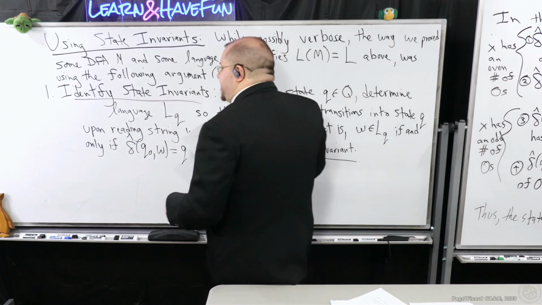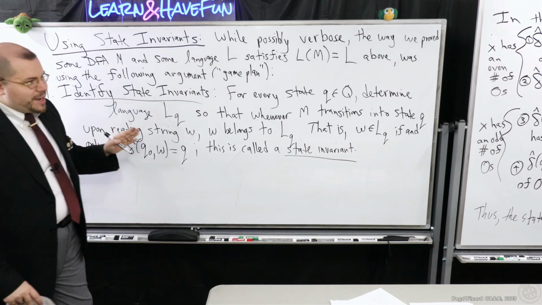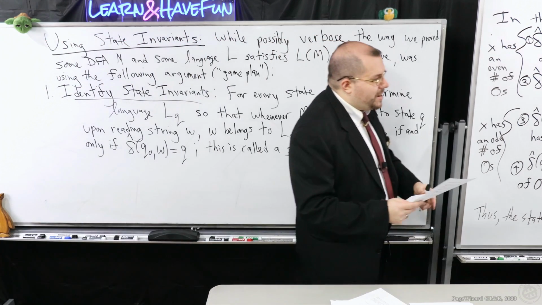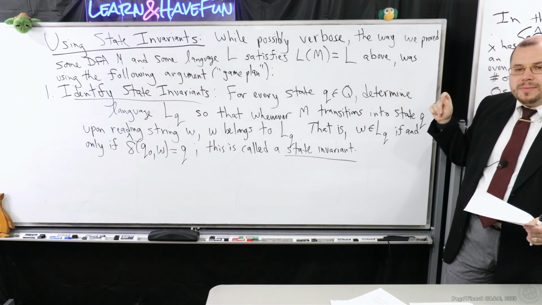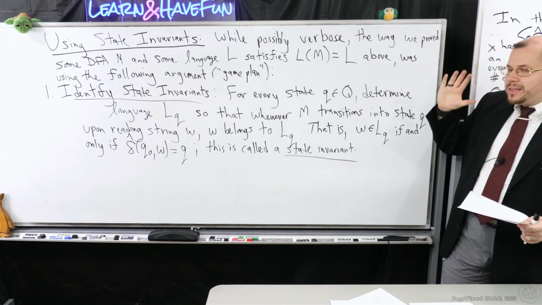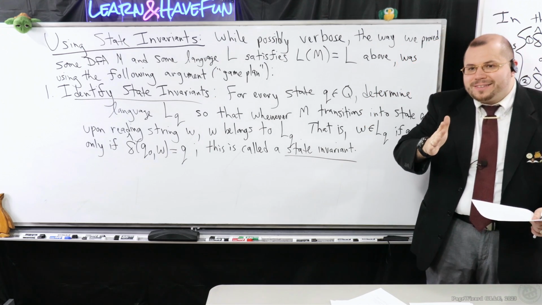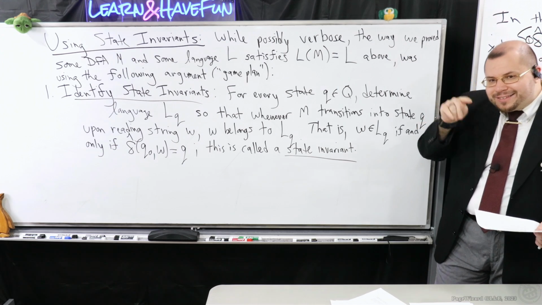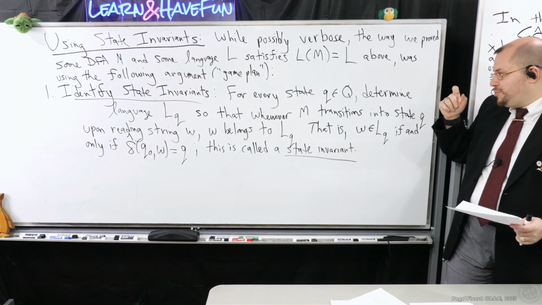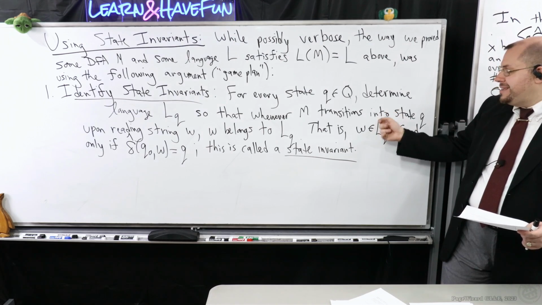So that's what a state invariant is called. Just like I told you when we were designing DFAs, you can think of each one of the states as having a role. Whenever it transitions into that state, it has to have some property. Any string that's in that state has to have this specific property, and that property is dictated by this language.